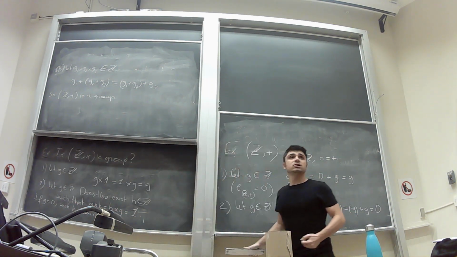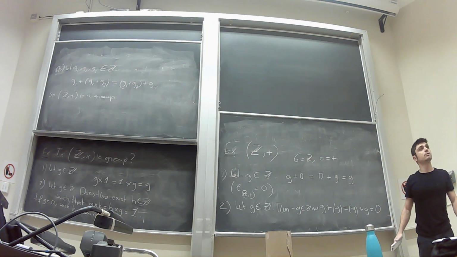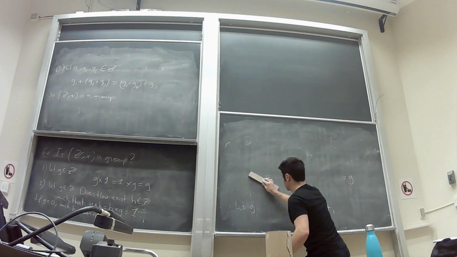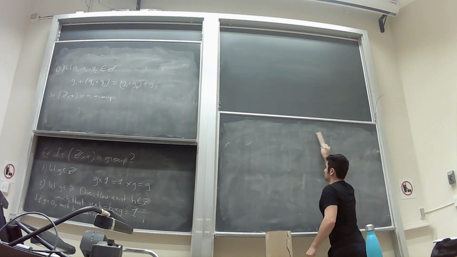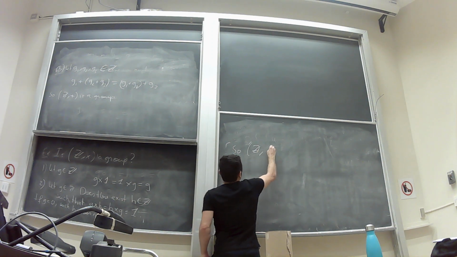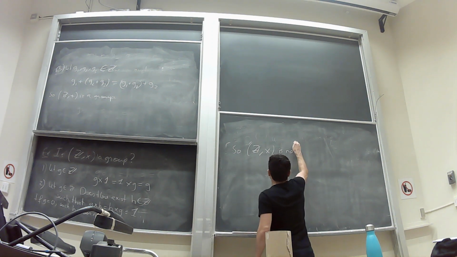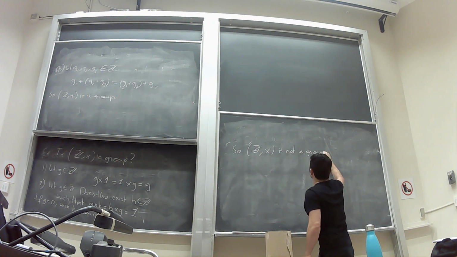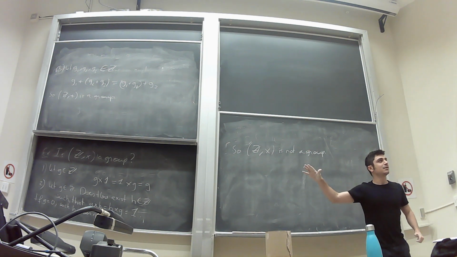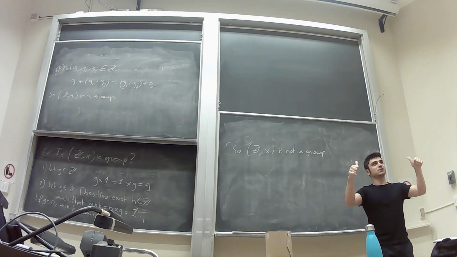So is Z under multiplication a group? No. Okay, very good. So Z under multiplication is not a group. Are we clear here? This is one of the most important concepts here. If you understood that, then it's very good.